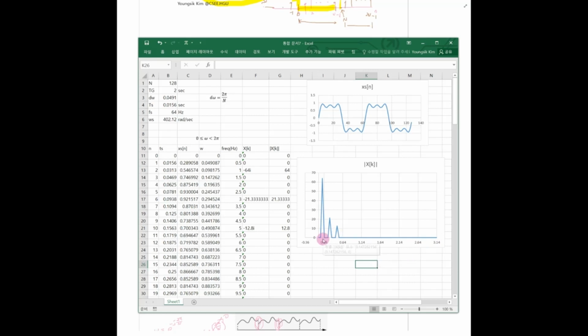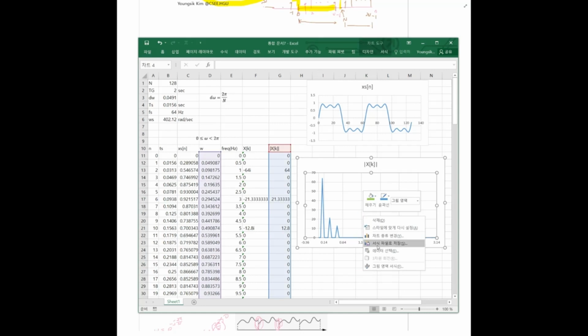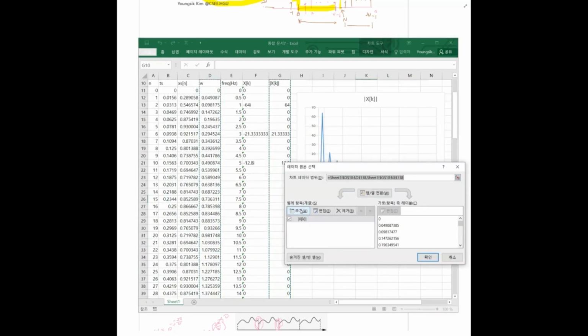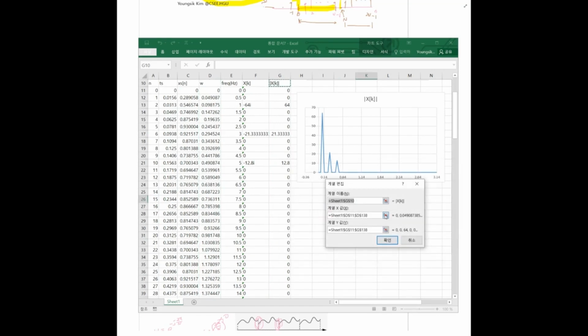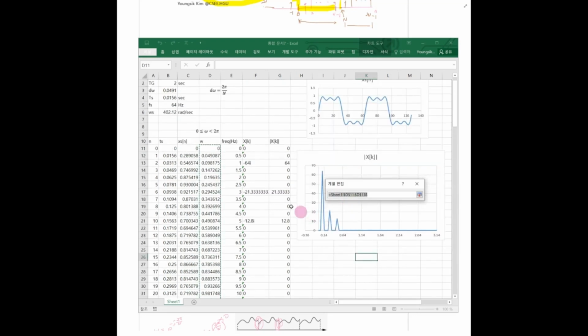This one is 1 Hertz, and this is 2 Hertz, and this one is 3 Hertz and 5 Hertz. But this one is a normalized frequency. We cannot read out that frequency component, so I need to change the X variable. Editing, and I would like to change the X variable up to here, 138 points.